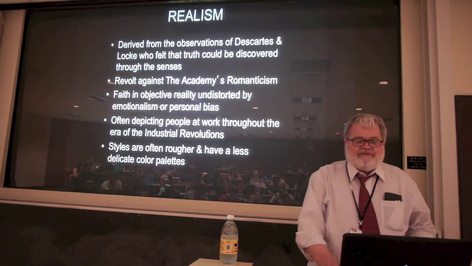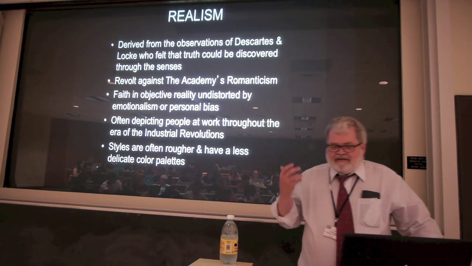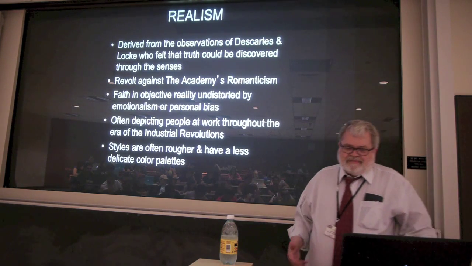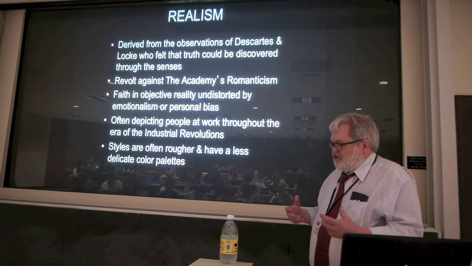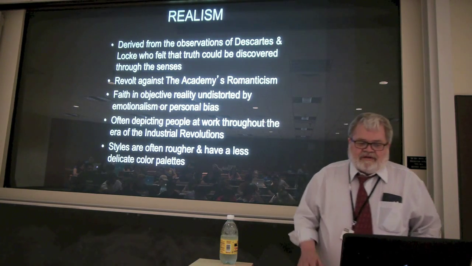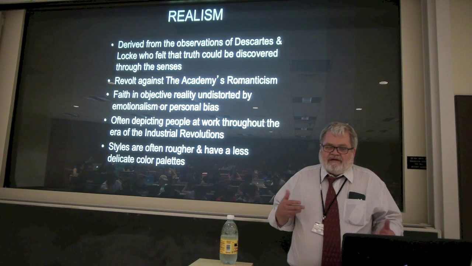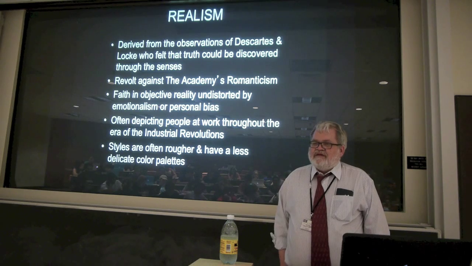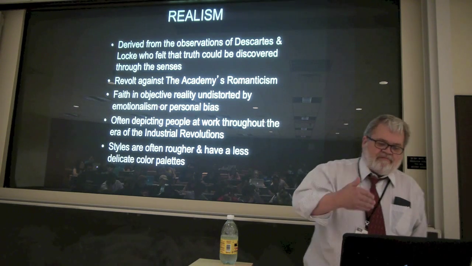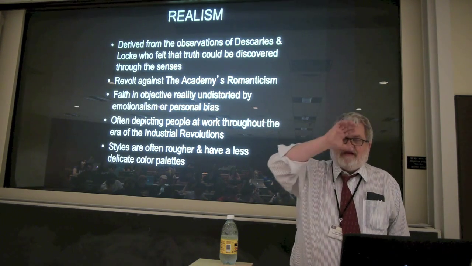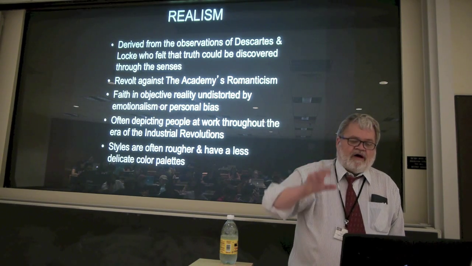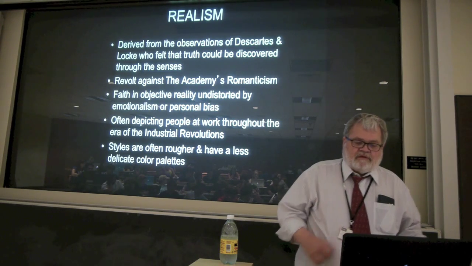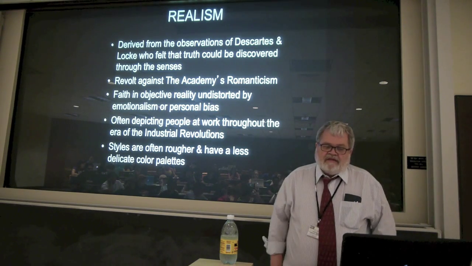The realist school also came about in sort of a reaction, a revolt against that Academy's Romanticism. It wasn't a great revolution, but it was a significant one. It derived its thoughts from Descartes and Locke, those philosophers who thought that the truth should be discovered through the senses rather than through any sort of formalist theme. There was a faith in that objective reality, what you saw before your eye. And you don't want to distort that with things like feeling and emotionalism, personal bias, thoughts like that.